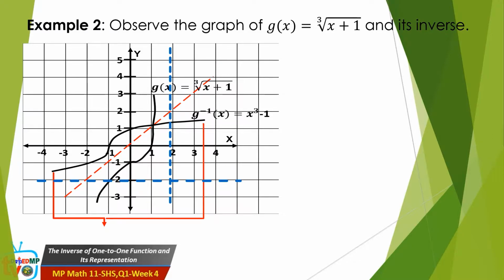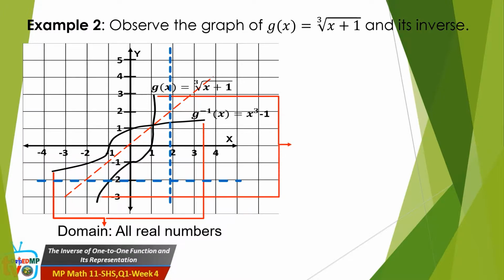Why? Because the domain of the inverse function reaches negative to positive infinity as compared to the domain of function that approaches negative 2 to positive 2. And the domain is a set of all real numbers. Now, the range of the graph.